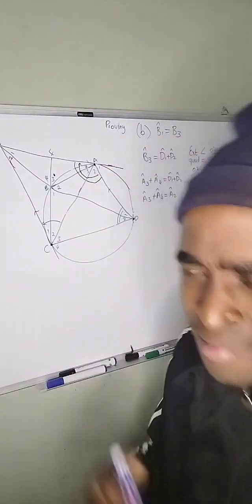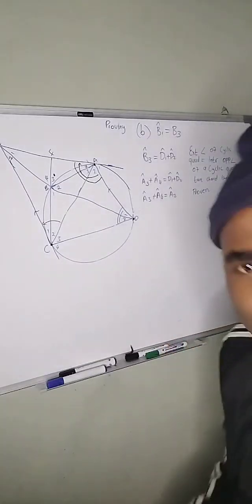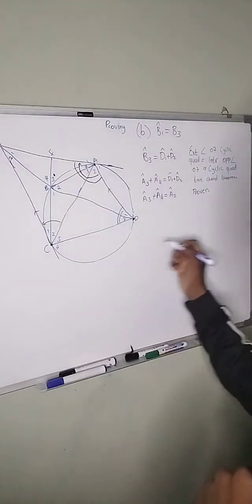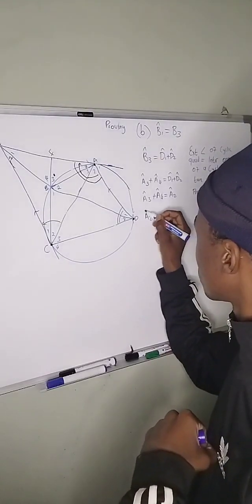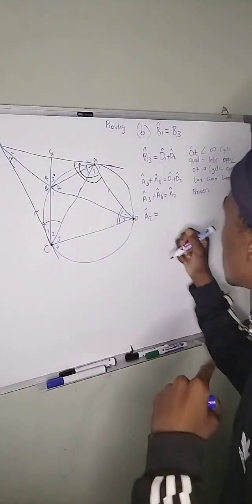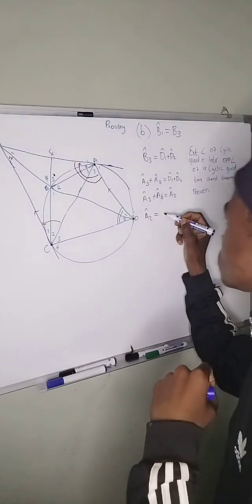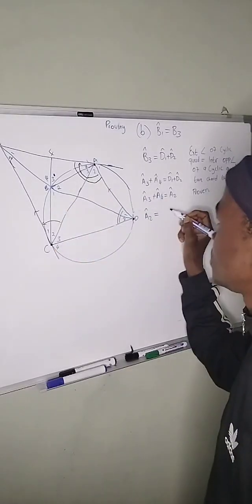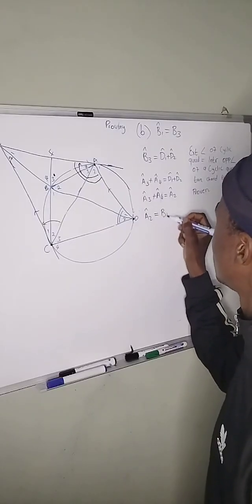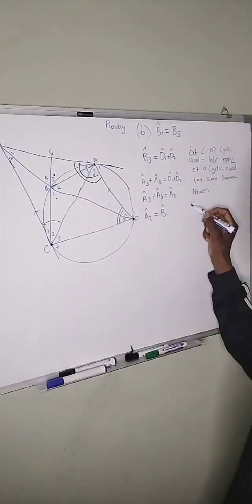Alright, you're correct. But I thought you were concluding the statement, my friend. But it's fine. I will conclude for you. Now we are going to say A2 is going to be equal to B1. Reason: same segment.